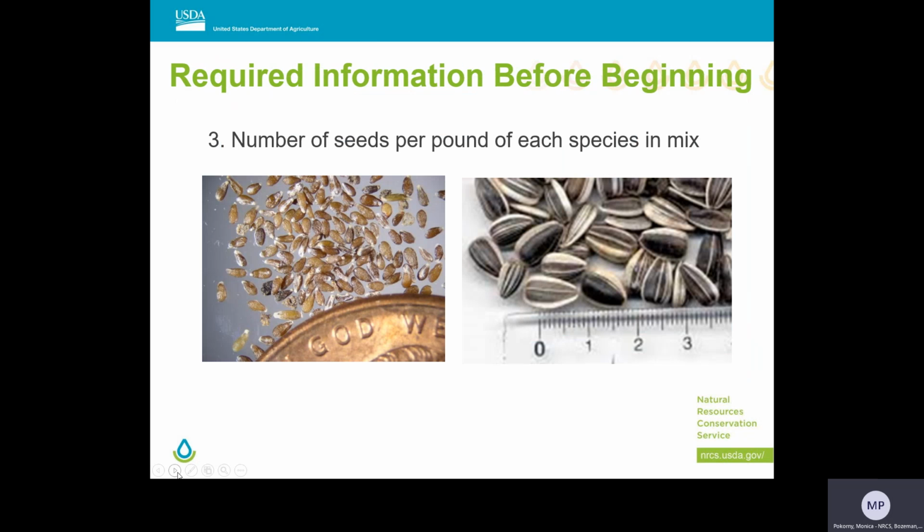The third piece of required information is the number of seeds per pound for each species. This number is used in making additional calculations. So the full stand, which would be a single species seeding rate, is based on the number of seeds per pound and the target number of seeds to be planted in a unit area. Depending on the species, seed size can vary. You can see in this photo how seed size influences the number of seeds per pound, and this in turn influences the seeding rate.